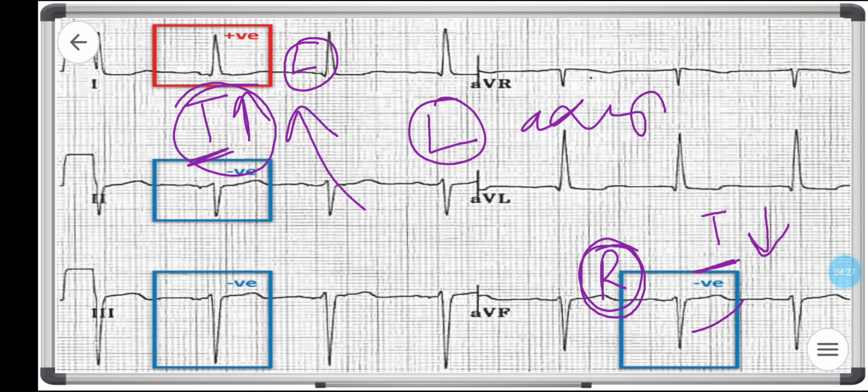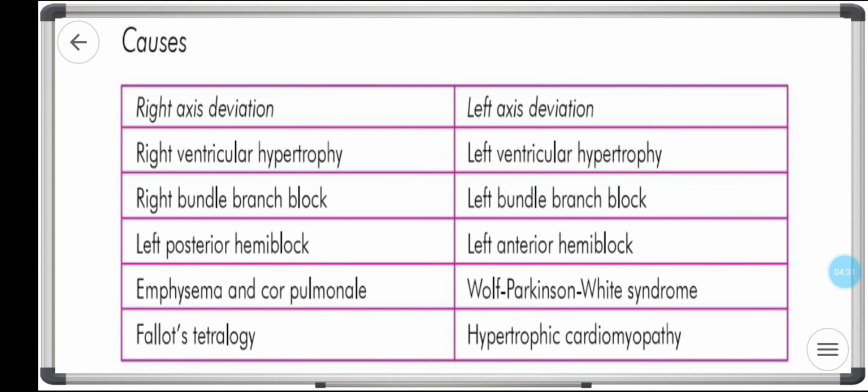Let's now discuss a little bit the causes of right axis and left axis deviation. Here we can see different causes of right axis deviation: right ventricular hypertrophy, right bundle branch block, left posterior hemiblock, emphysema, cor pulmonale, or Fallot's tetralogy. For left axis deviation, contrary to right ventricular hypertrophy, there's left ventricular hypertrophy. As compared to right, there's left bundle branch block, left anterior hemiblock, WPW, and hypertrophic cardiomyopathy.